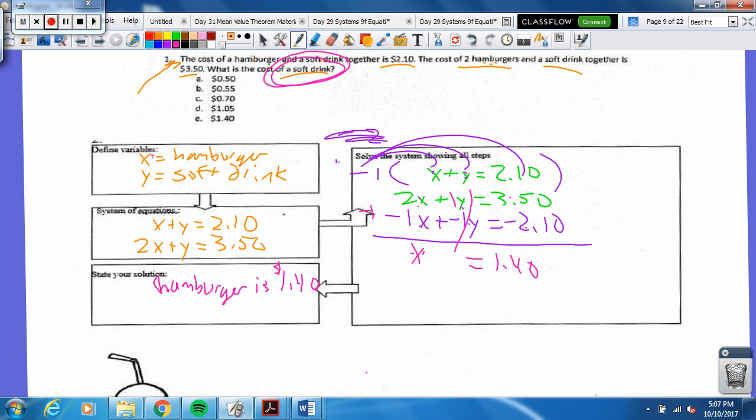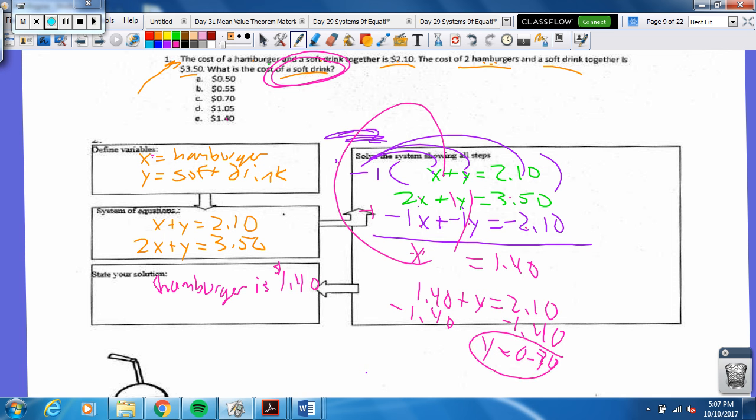But it asks me for a soft drink, doesn't it? So it's not E. So I plug back in. Right here. So it's going to be $1.40 plus Y is $2.10. So I'm going to subtract $1.40. So Y equals 70 cents. Got it. Okay, 70 cents. So that would be Y is a soft drink right here. So soft drink is 70 cents. There you go. So C is the answer, not E. So I'm looking for a soft drink. Always focus on that question like that.